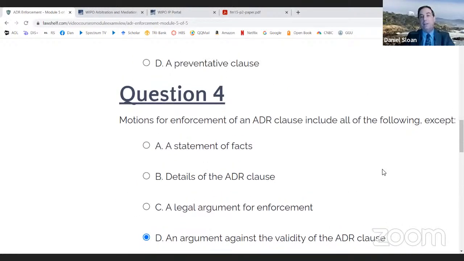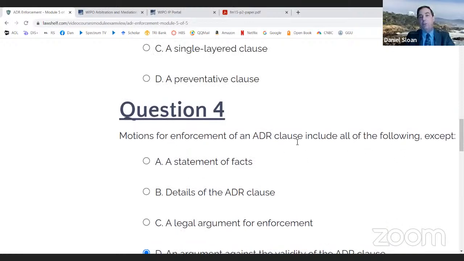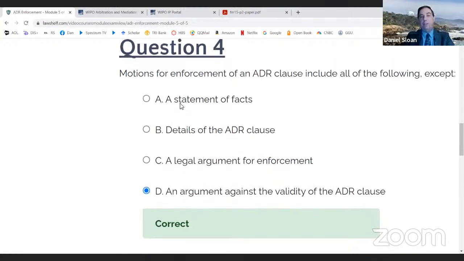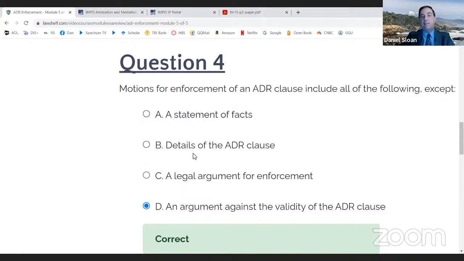So obviously, it would include all of the others because you're arguing that there are a statement of facts, there are details of the clause itself, and a legal argument for the enforcement for the judge to go forward. So perfect. Great. Thank you very much, our participants. Good job. We're getting the clauses down.